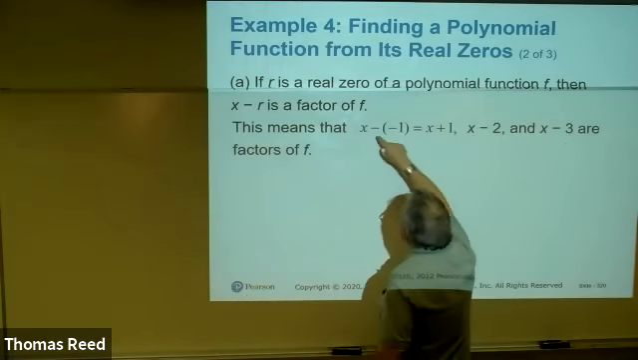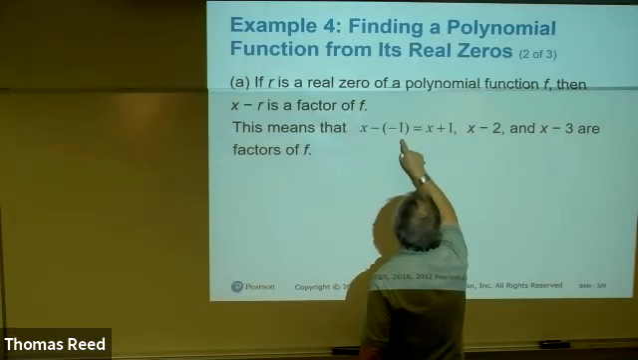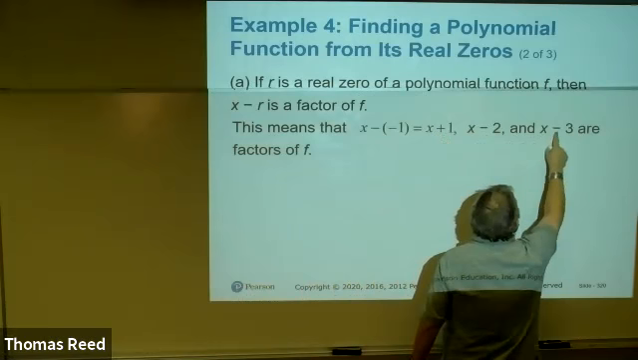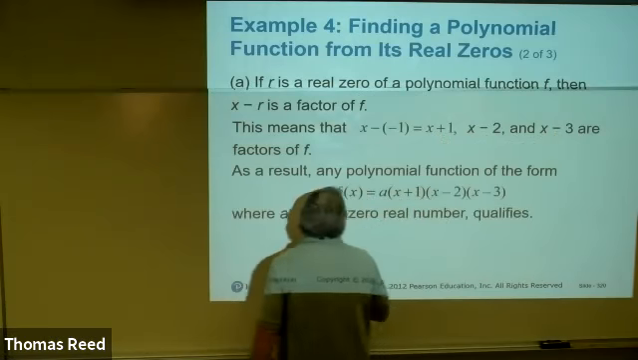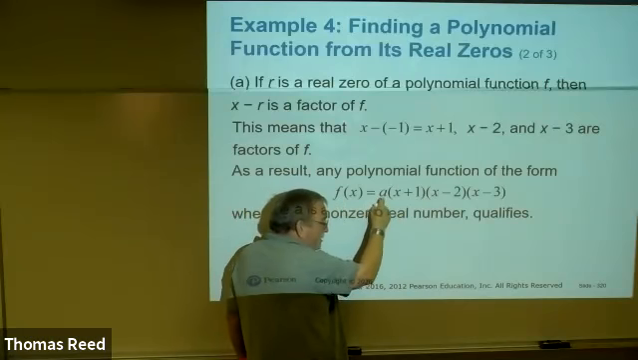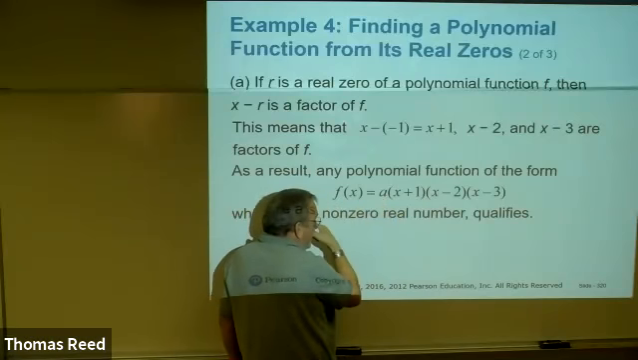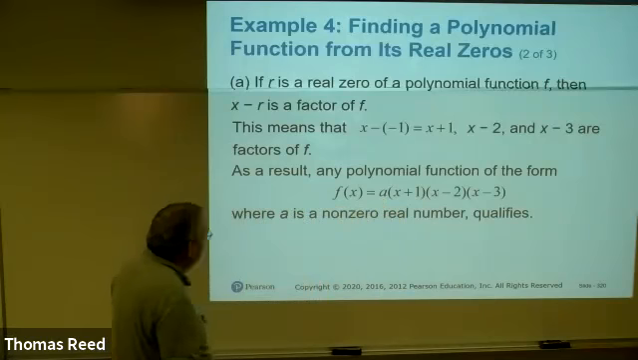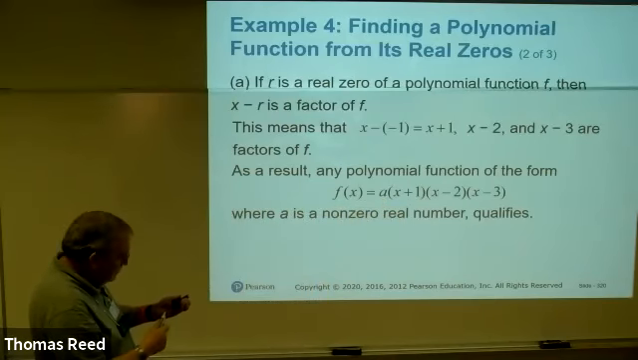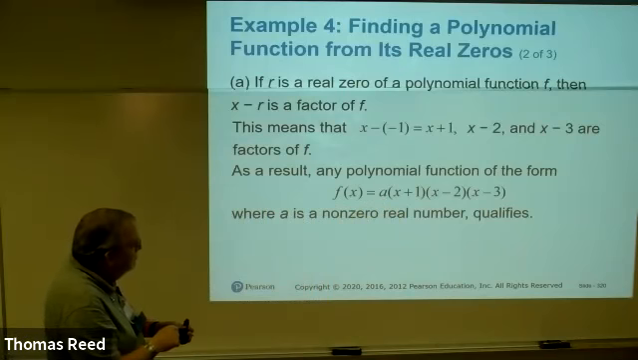All right. A minus a -1. We need to simplify this so we have A plus 1. And then x minus 2 and x minus 3. We multiply them all together and we tack an A here because we don't know what the leading coefficient is, where A is a non-zero real number.